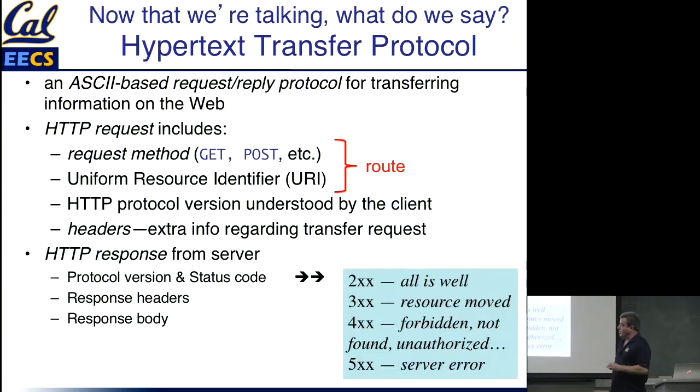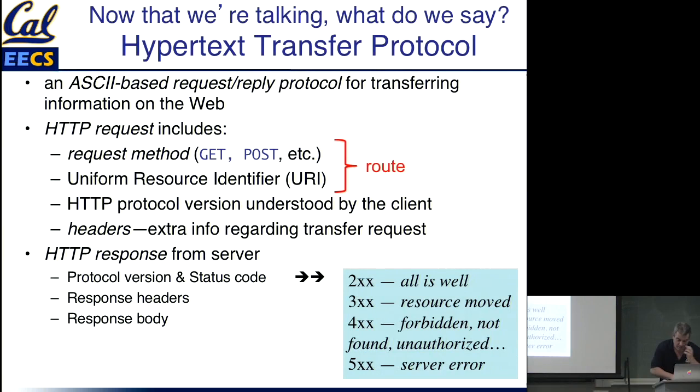And if all goes well, the server will eventually receive that message and come back with a response, which basically acknowledges, yes, I understand the protocol version, and here's the status of your request. Did everything go well? Did it not go well because the thing you're asking for has moved somewhere else? Was there a problem because you're not allowed to get to that thing or it wasn't found? Was there a problem because internally I blew up and I'm very confused and I can't reply at all? The server will also include some response headers with some more information about if the request succeeded, what's to come, and the response body, which is the thing you actually asked for.